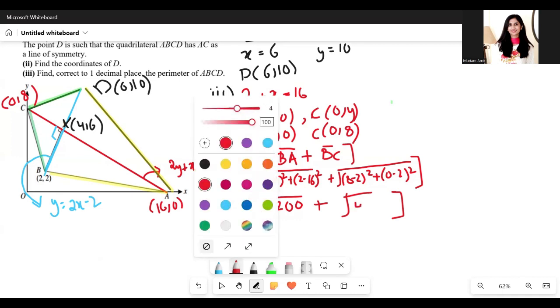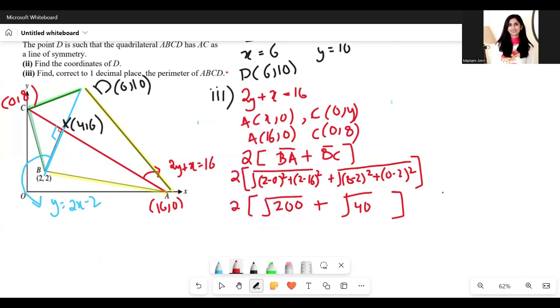So that's 40. And then when I enter all of this in my calculator, 2 times square root of 200 plus square root of 40, it's giving me 40.9338, rounded to 3 significant figures, it's 40.9.